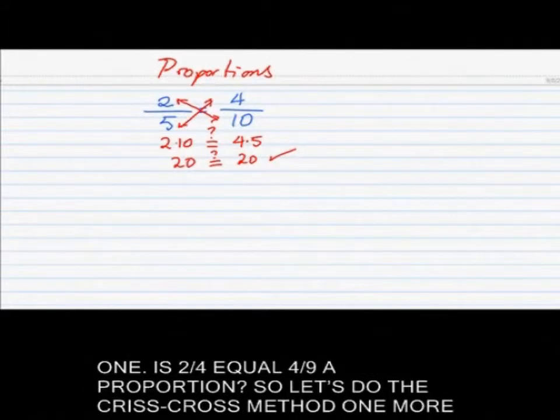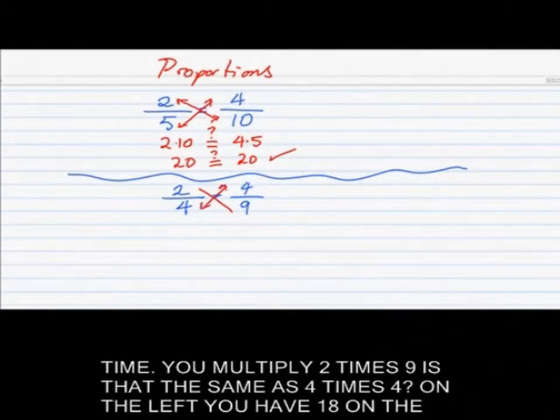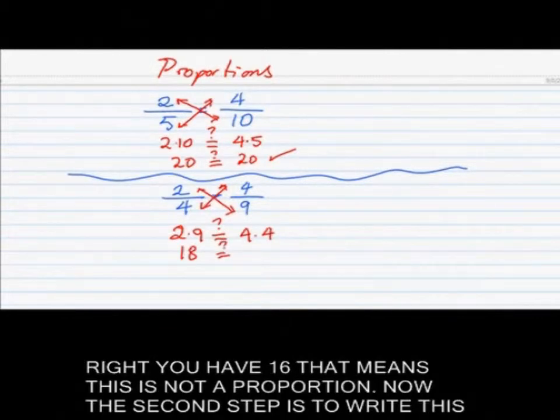Let's do another one. Is 2/4 equal 4/9 a proportion? So let's do the crisscross method one more time. You multiply 2 times 9. Is that the same as 4 times 4? On the left you have 18. On the right you have 16. That means this is not a proportion.